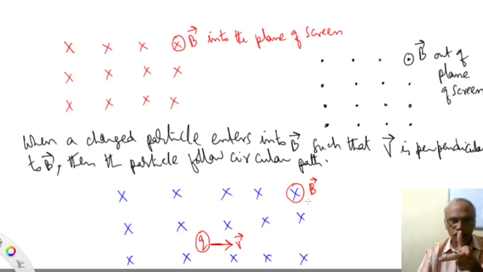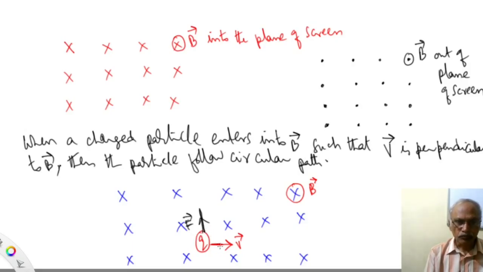Then the thumb is coming in which direction? Upwards, sir. So the direction of force on this particle is the upward direction. What is the direction of force? Upward. And at what angle is this force to the velocity? Perpendicular, 90 degrees.